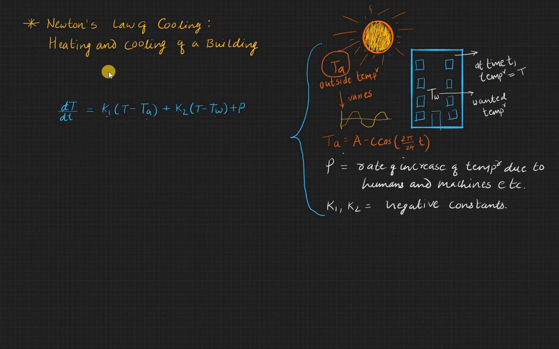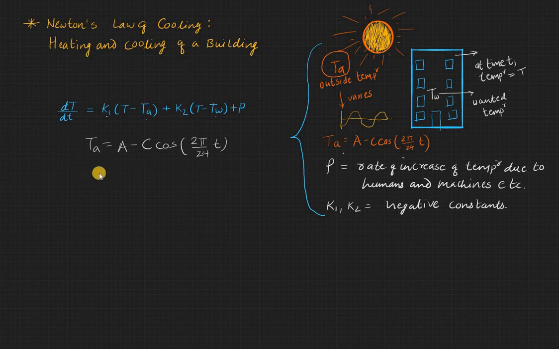So let's do it. First of all, we have a TA which is varying sinusoidally like this. TA is equal to A minus C cos of 2 pi by 24 into T. So basically A is the vertical shift in the sinusoidal variation of the ambient temperature or outside temperature. C is, you can say, the amplitude of this particular variation.